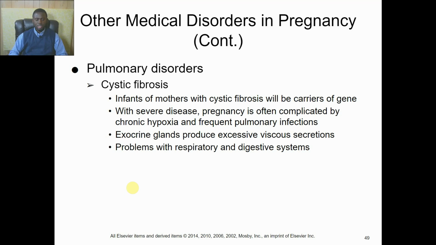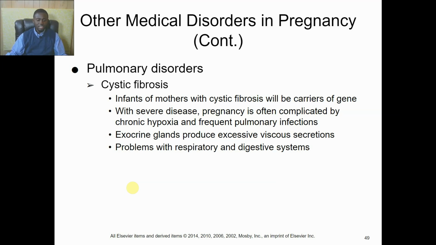Other conditions such as cystic fibrosis are part of the pulmonary disorders, which can affect the mother, and this can affect infants as well, because infants of mothers with cystic fibrosis will be carriers of the gene, and some of them will also have the disease. And so we will have to prepare for any eventualities that these clients have cystic fibrosis.